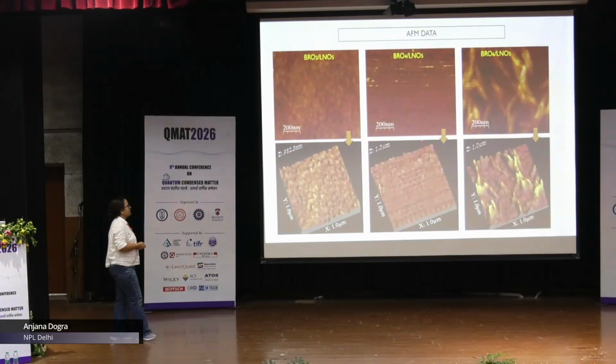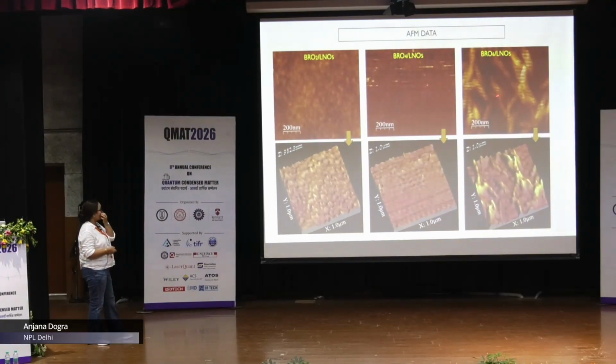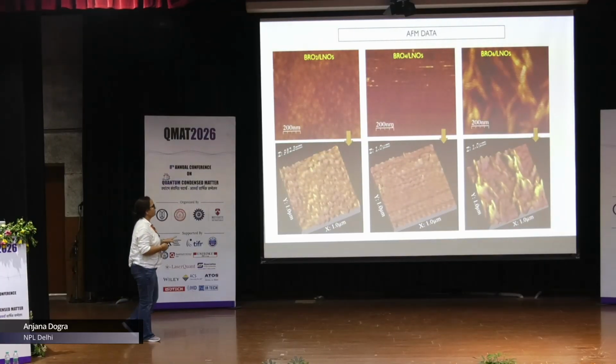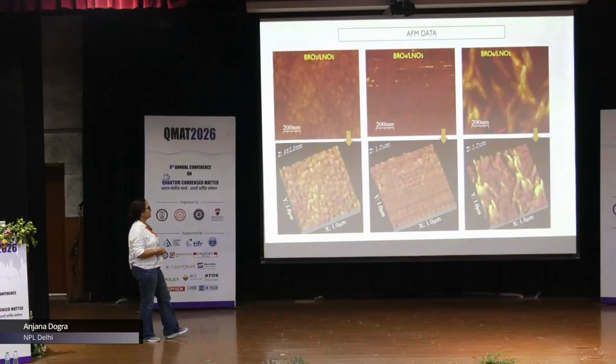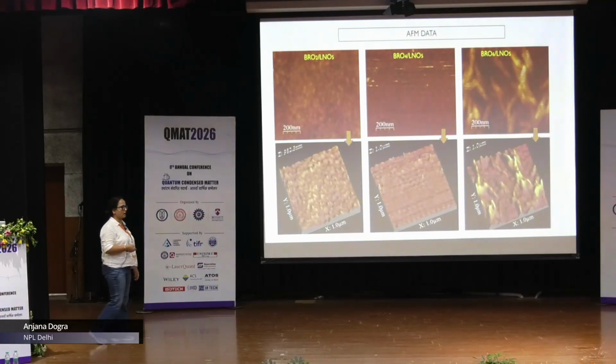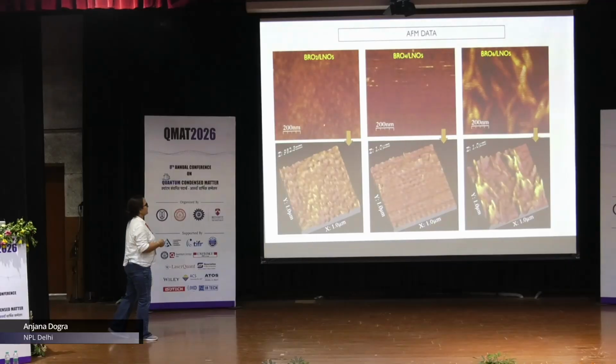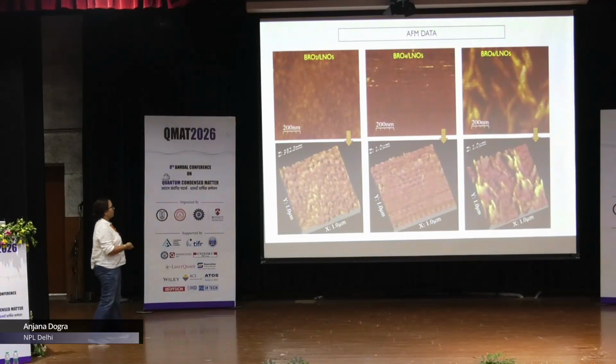Coming to the AFM data, here we could see very uniform AFM data, but the roughness increases with the thickness. The roughness here is very low, I think 0.7 nanometer or 0.67 nanometer for a thickness of 36 or 38 nanometer.